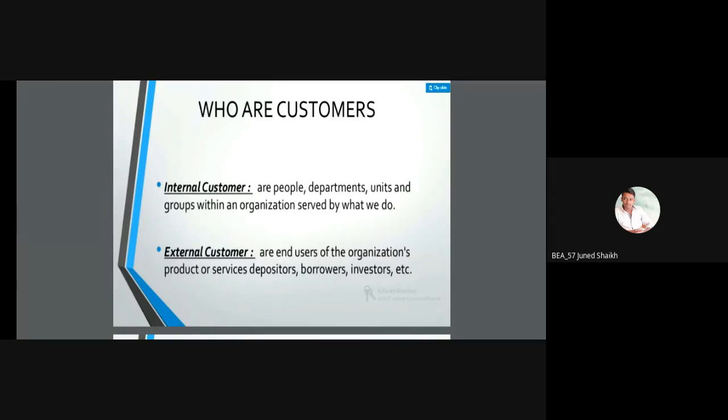Okay, suppose inside the organization, a member will buy that product; that is nothing but an internal customer. So internal members may also be customers, and they will give direct feedback to us, so that will also be important. And external customers are nothing but the end users of the organization: the end users of the product or service, depositors, borrowers, investors. So we can say those are the external customers. Is it right? So there are two basic types of customer, the internal customer and the external customer.